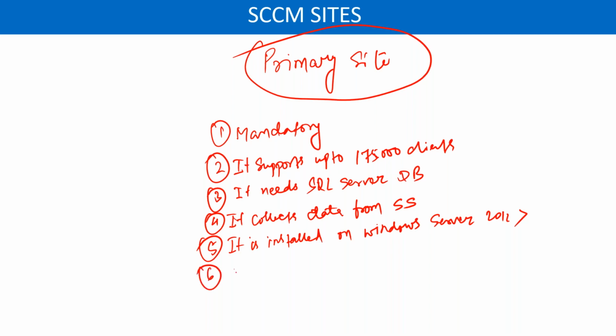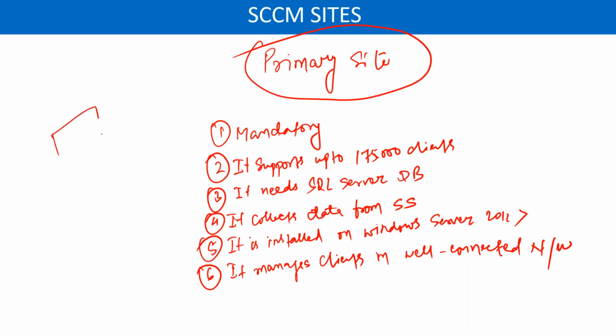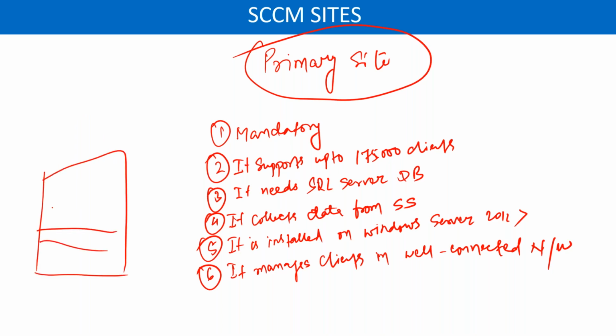Point number 6, it manages clients in a well-connected network. What is a well-connected network? That means LAN network. Suppose you started a company, let's say in New York. Let's say this is a building of 10 floors.